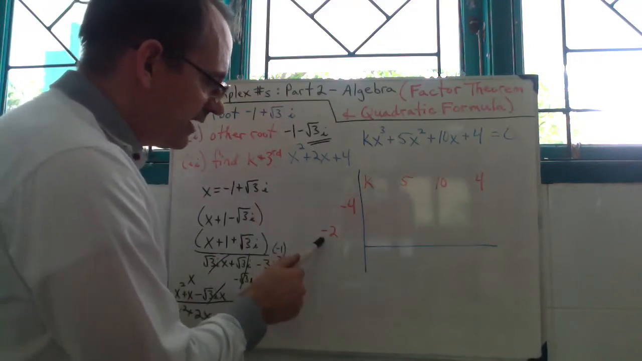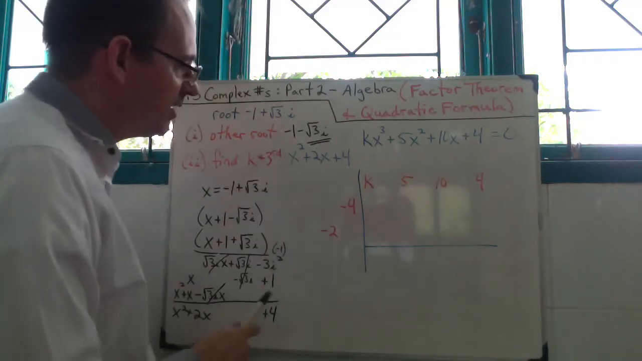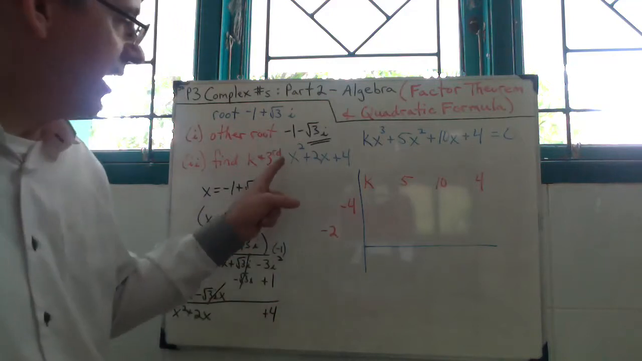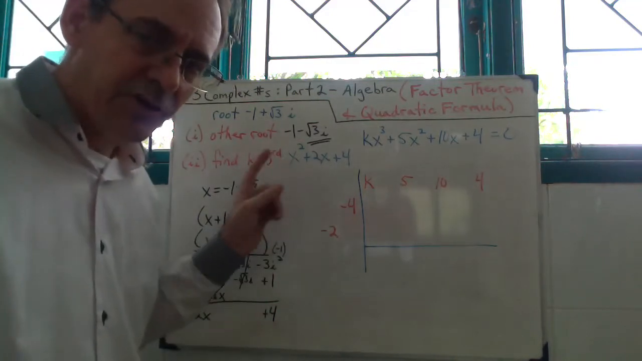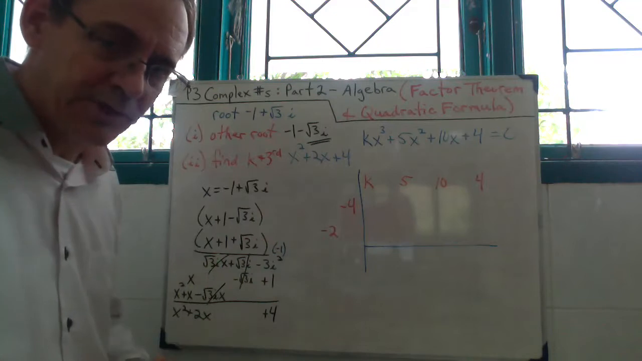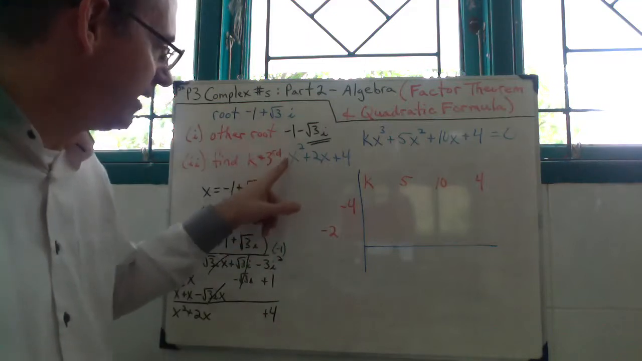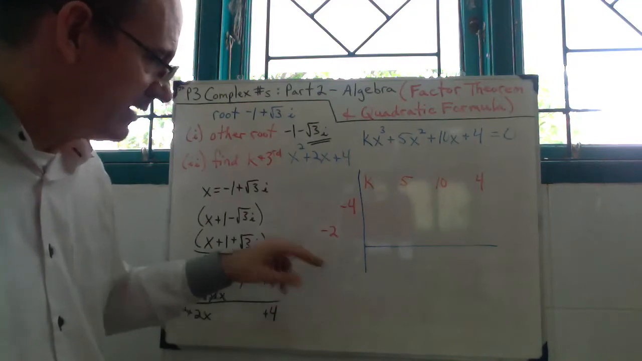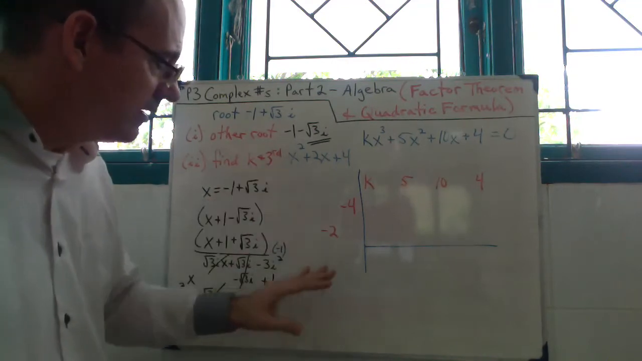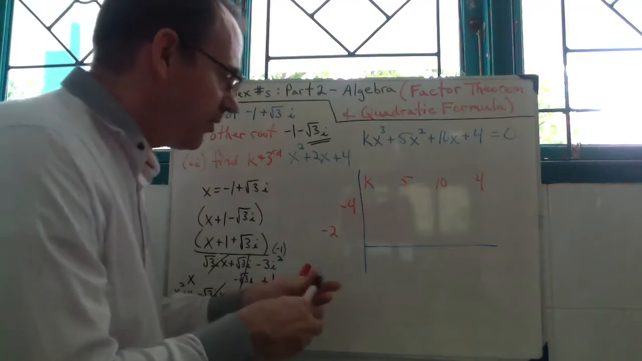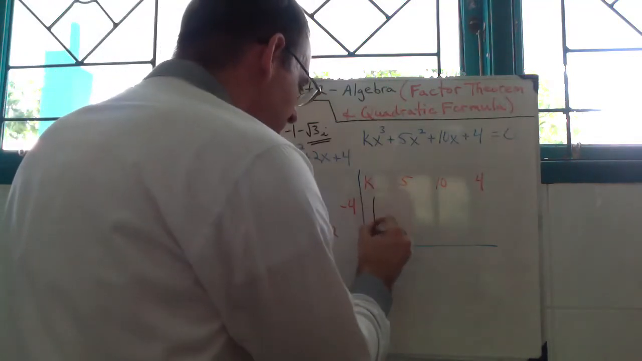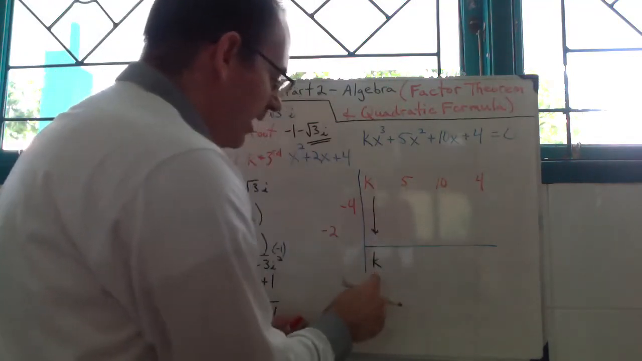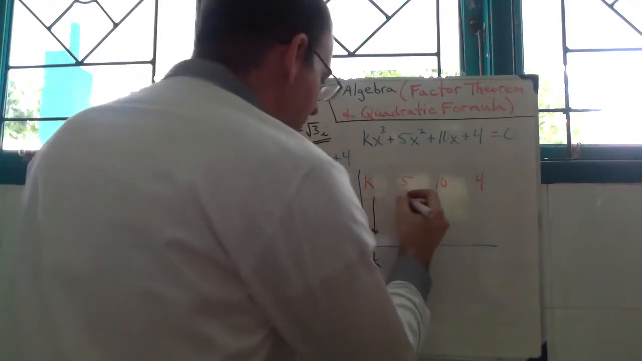The coefficient's negative 2. And in the front, there is an understood 1. So we don't have to worry about that when we're dividing with synthetic division. Only if there's a number other than 1, then we need to put a divide by that down here. Since it's a 1, we're okay. So we bring down our first number, k, and multiply.